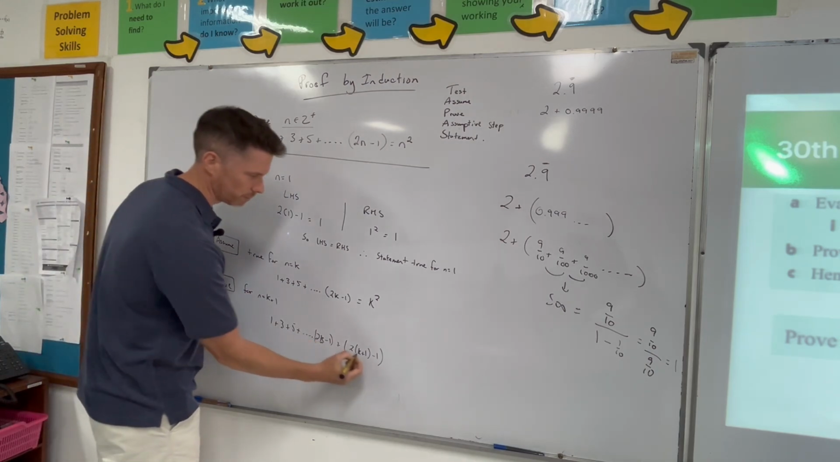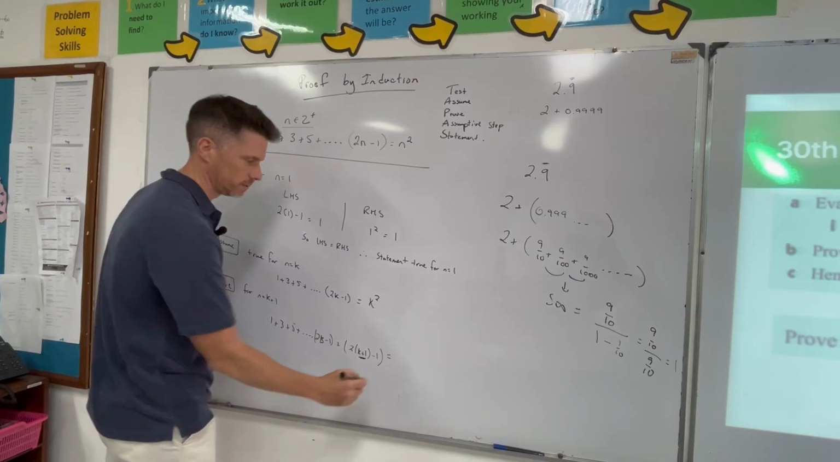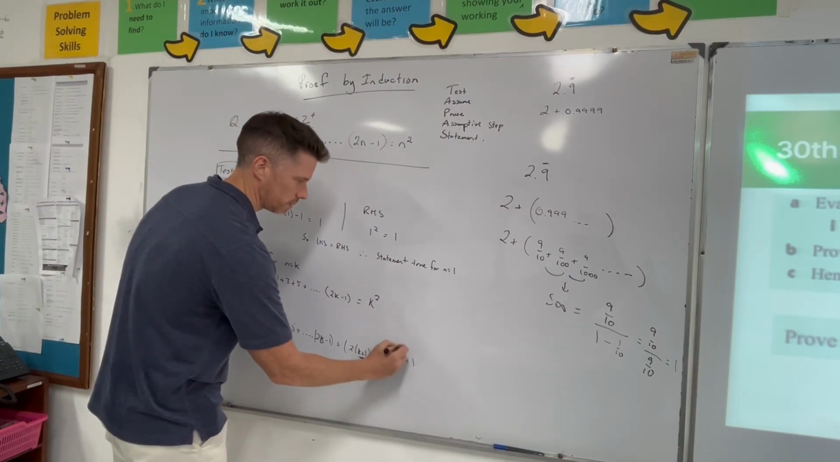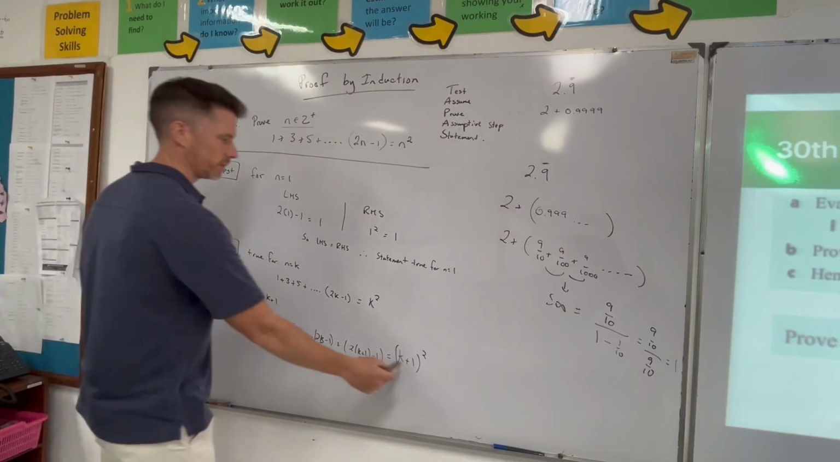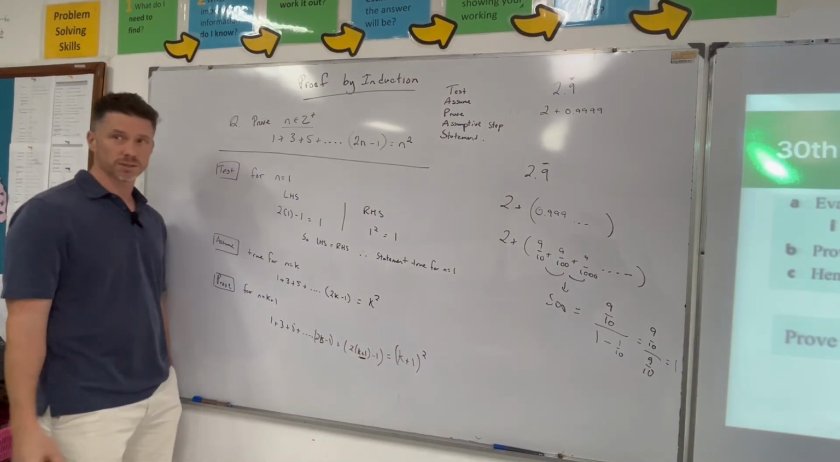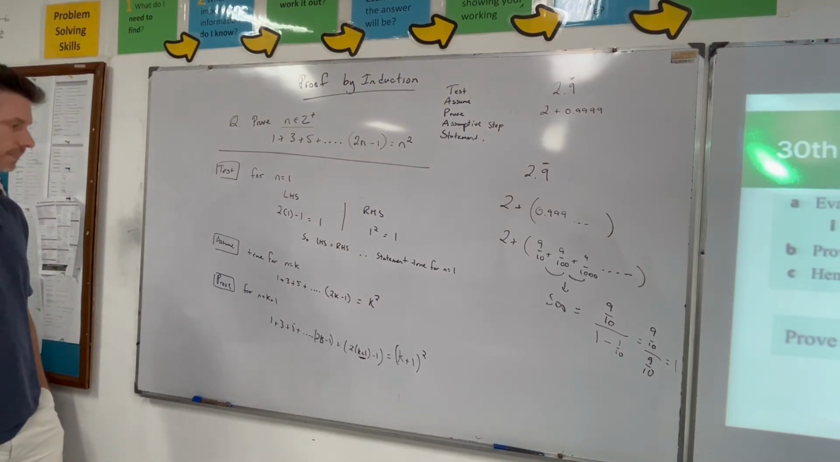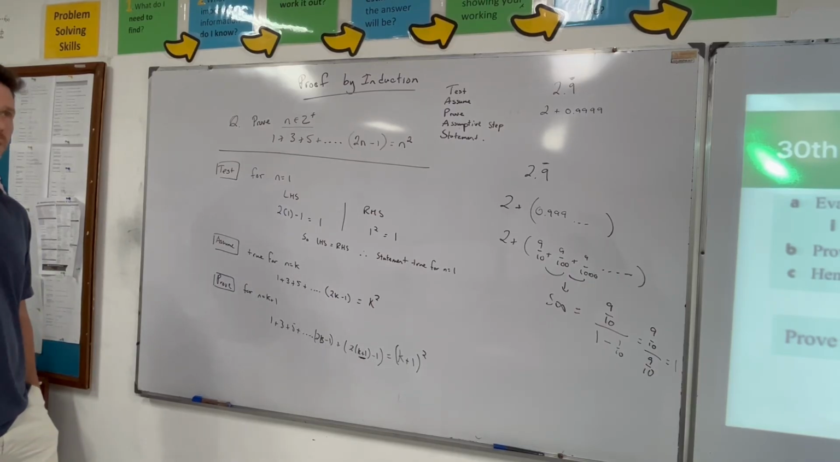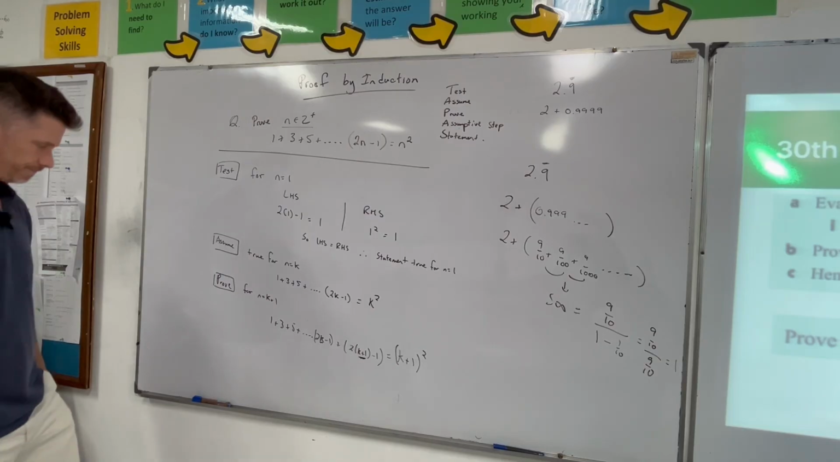So k has been replaced by k plus 1. And that will equal what? Everywhere there was a k on the right, I replaced it with k plus 1, and then I went to the next term in this series. So I've got to prove that. Now at some stage in the proof, and this is what proof by induction is, we've got to use something called the assumptive step.